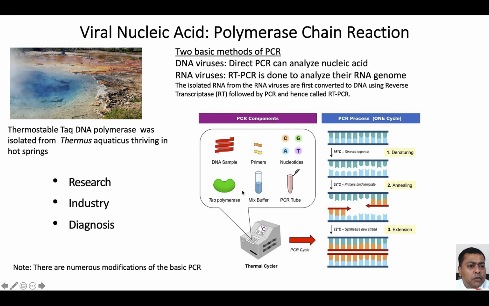And you need a thermostable DNA polymerase, which is the Taq polymerase, which is basically from these thermostable bacteria, Thermus aquaticus originally, and then we produce them recombinantly now.